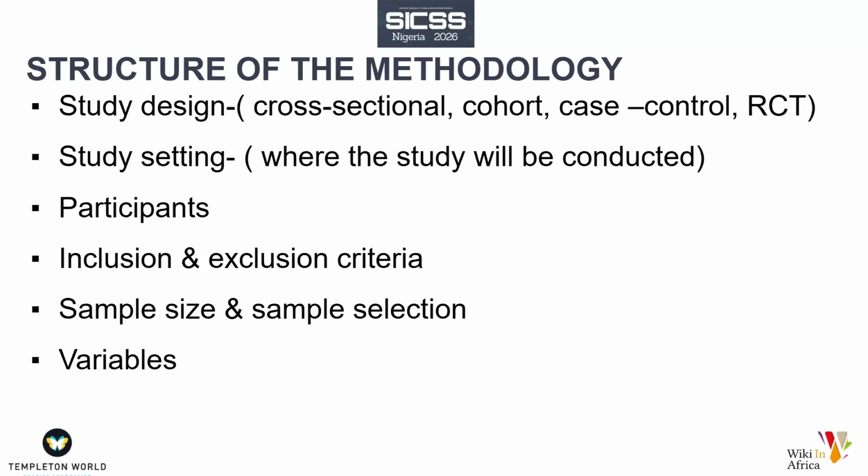Your exclusion criteria: if you are studying healthy pregnant women, of course you will exclude those that are critically ill. So you have to define your inclusion and exclusion criteria. Sample size: when you're doing research, you sometimes cannot study the whole population, so you may have to take representative samples. You have to describe how you selected your sample and calculated your sample size, and then you include your variables. Go ahead, next slide.